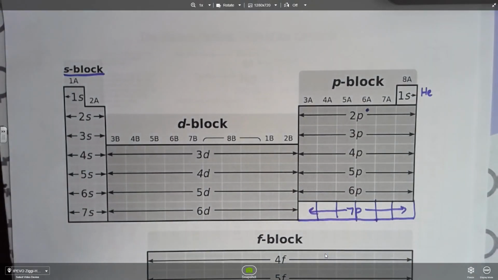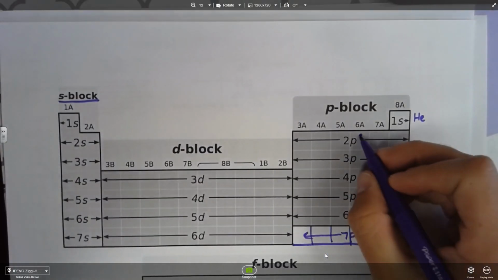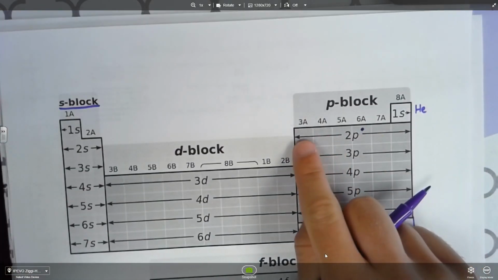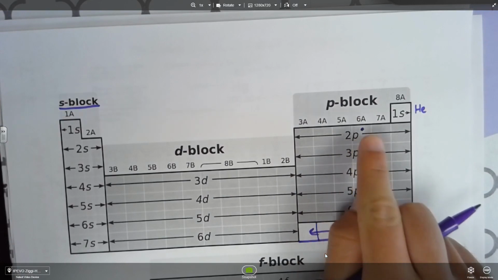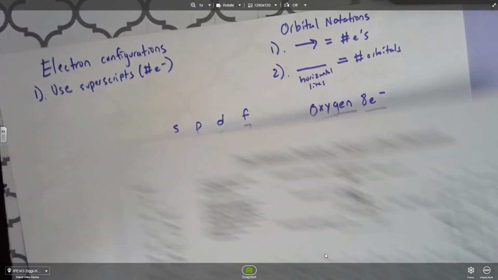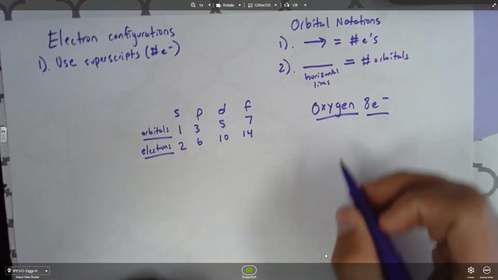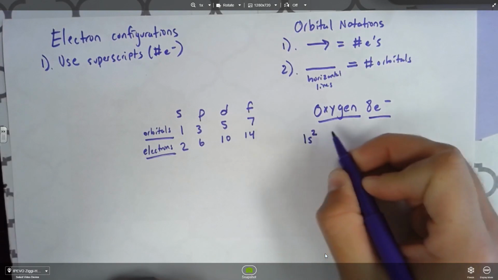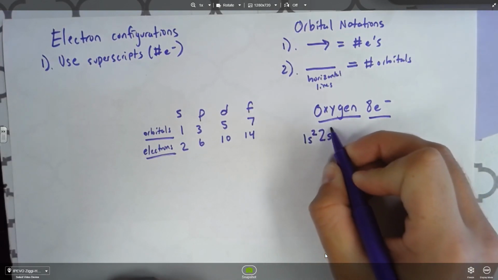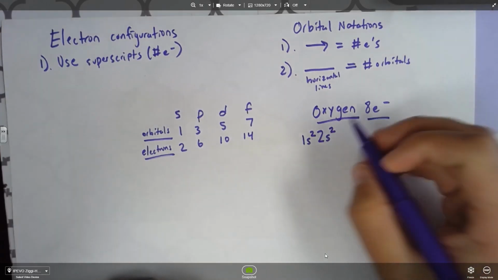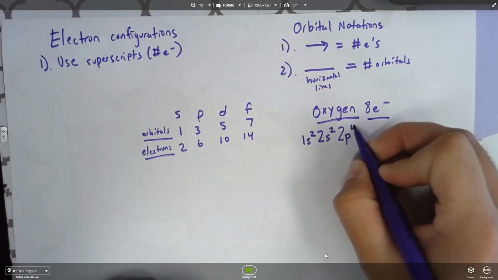So anyways, oxygen is right here. So it's 1s2, 2s2, 2p, 1, 2, 3, 4. It is the fourth element in 2p, okay? So we're going to represent that here. Oxygen, its electron configuration, 1s2, 2s2. Okay, that is the order of this. And then 2p, and there are 4 in 2p.